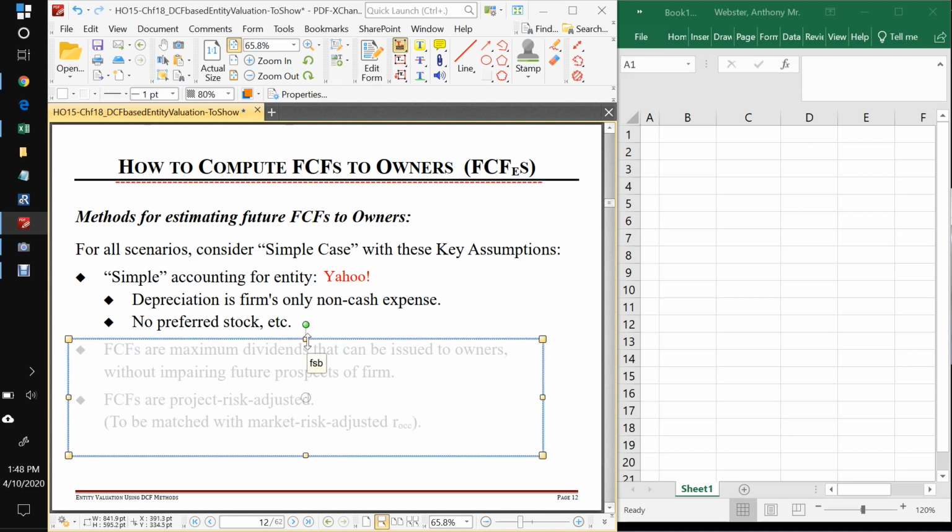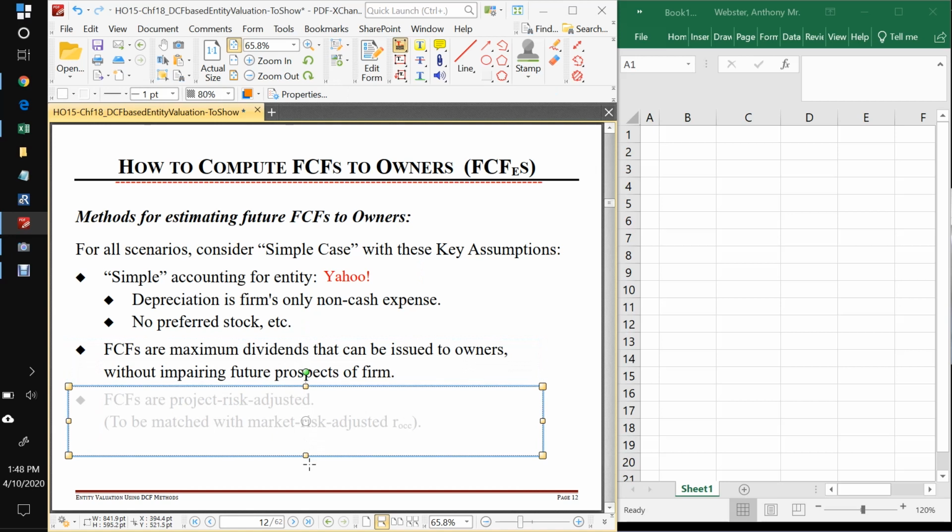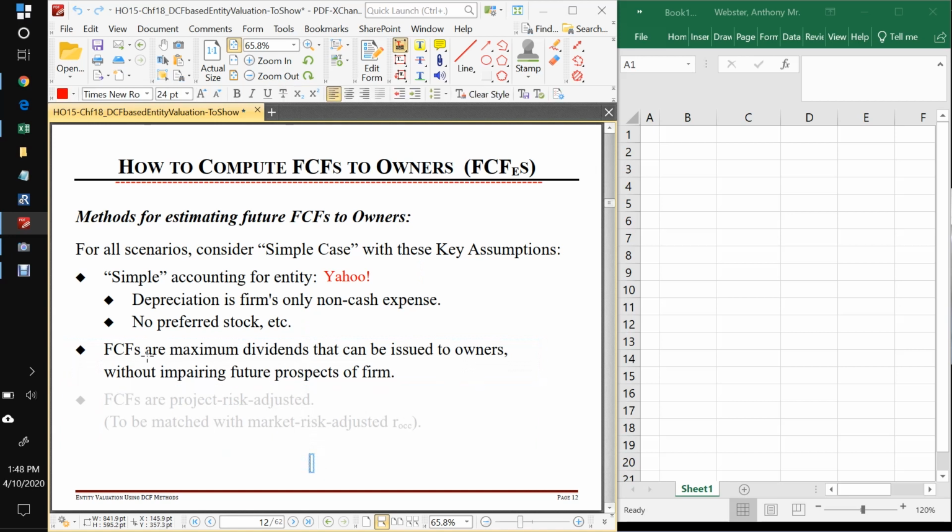Okay, let's keep it simple by saying that the free cash flows are going to be the maximum dividends that can be issued to owners without impairing the future prospects of the firm. How do owners get free cash flows from a firm? They get them as dividends, okay? And when they get dividends from a firm, if that dividend is the maximum amount the firm could issue without impairing its future prospects, then it's a free cash flow dividend. So to owners, important thing to remember, free cash flows always come out of entities to owners as dividends.